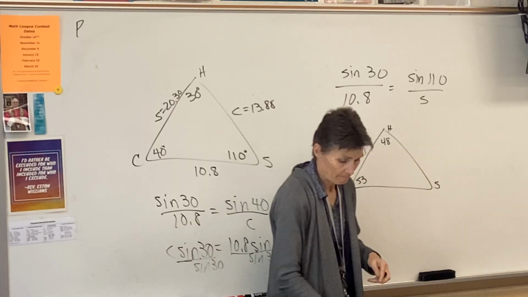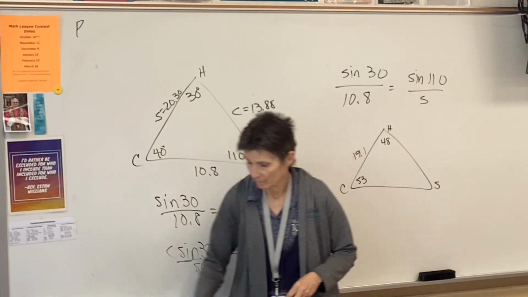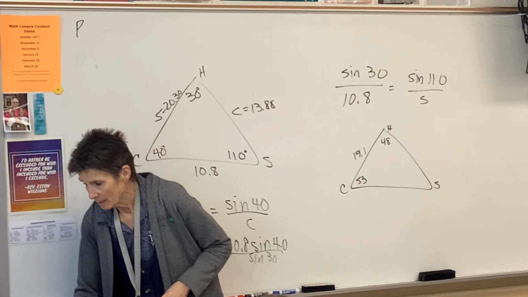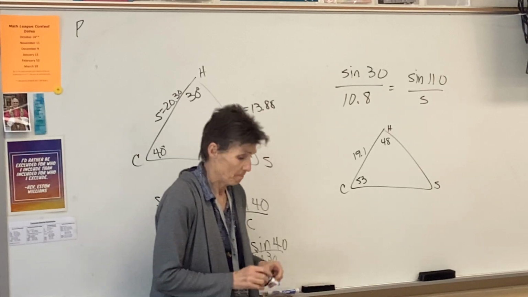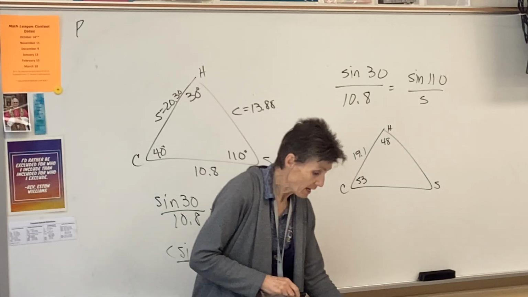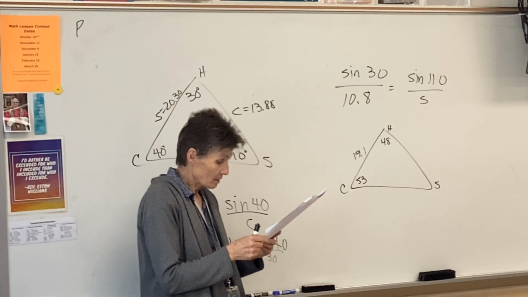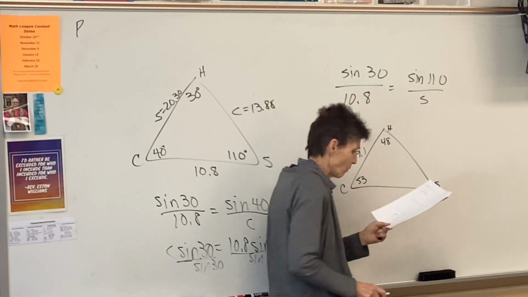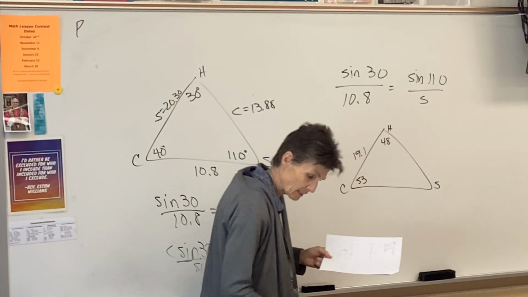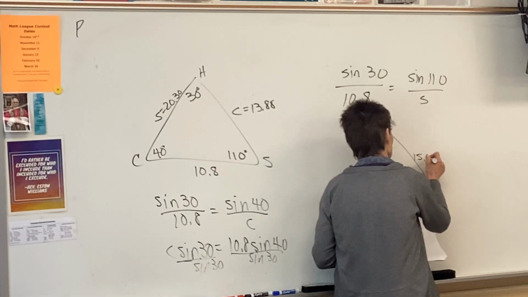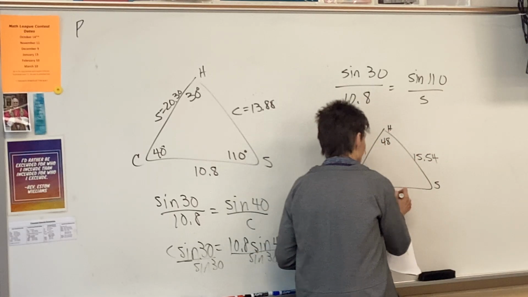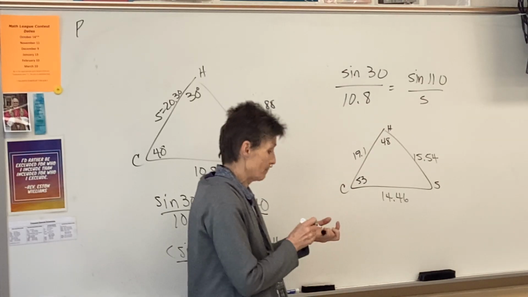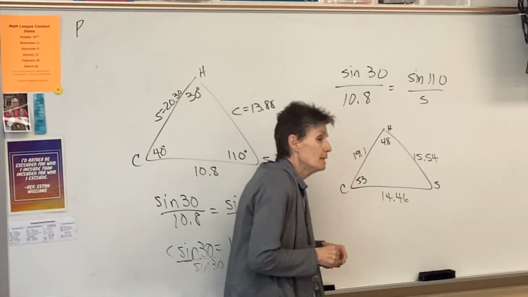Do we have any answers yet for side C? What do you get for side C? 15.53. I got 15.54. And then 14.46. We're talking about H. The first one's 15.54. Now you have it right.